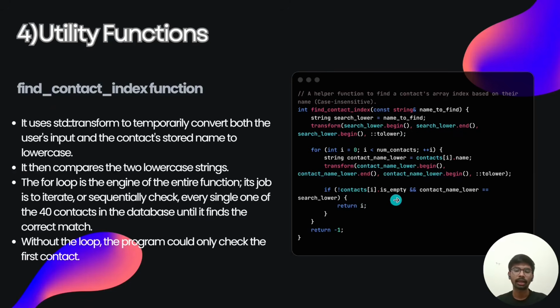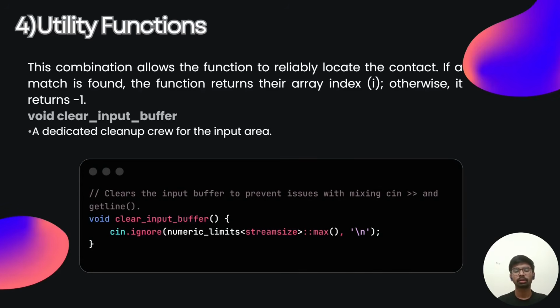See, if the contact at the ith index is not empty and the contact name in lowercase matches the search lowercase, that's the user's input, then the for loop will return the index i, or return -1 based on whether it finds an index or does not, which will be provided to the main function afterwards. This combination allows the function to reliably locate the contact. If a contact match is found, the function returns their array index, otherwise -1. Okay, that we were discussing last time.